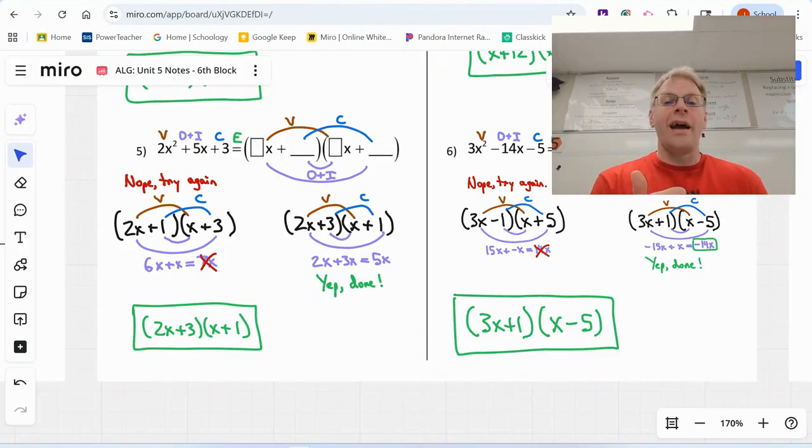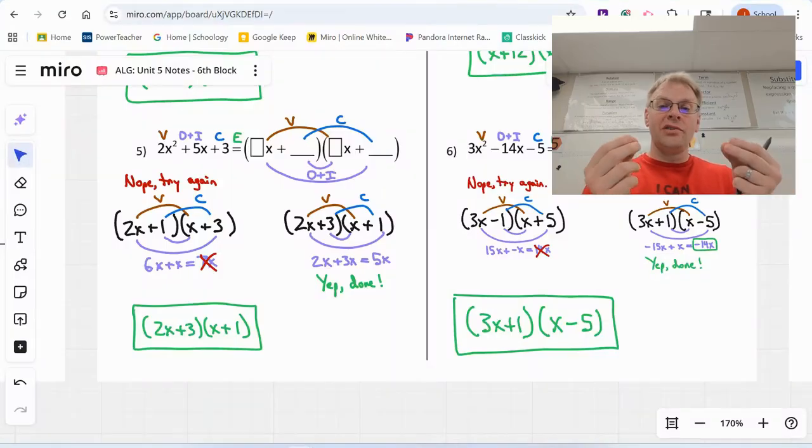But guys, it doesn't matter what the a value is. The process is the same, right? Make sure you've got variable terms that give you the ax squared. Make sure you've got constant terms in the binomials that give you c. And then that's a plausible guess. And then use the outside plus inside distributions to check the middle term b. Use your voice, be the voice.